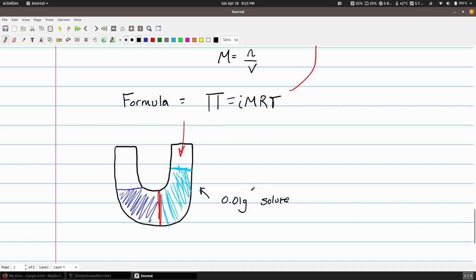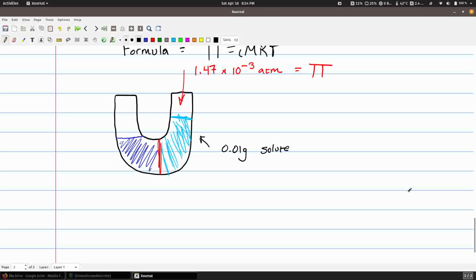If you knew what the molar mass was, you could figure out the pressure. But since we don't know it, we're going to solve for the molar mass, which is something that's done a lot with medicine. So we have 10 to the negative 3 atmospheres. So this is the osmotic pressure. So we need to figure out what the molar mass of this is. So simply, we're going to do some algebra.